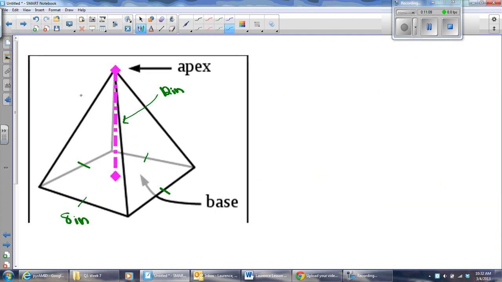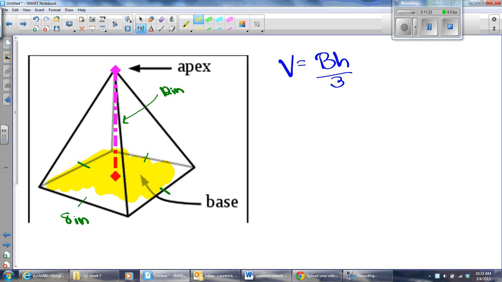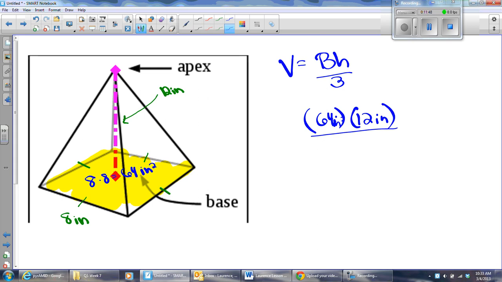Okay, finally, we have the volume of a pyramid. And again, it's V equals capital B H divided by 3. I need to find the area of my base in a pyramid. That's easier, especially when it's a square pyramid. Okay, so the area of that base is going to be found by doing 8 times 8, or 64 inches squared, right? So that's 64. Going to multiply by how tall the shape is, which is 12 inches. Should be inches squared, sorry. And then we're going to divide by 3.